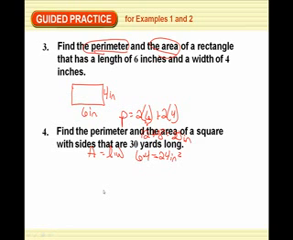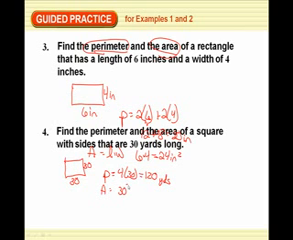Find the perimeter and the area of a square with sides that are 30 yards long. So the square, they're 30 each side. For perimeter, there's 4 30s, 4 times 30, which is 120 yards. And the area would be 30 squared, which is 30 times 30. 3 times 3 is 9 with 2 zeros. 900 yards squared. Those are kind of fun to do.